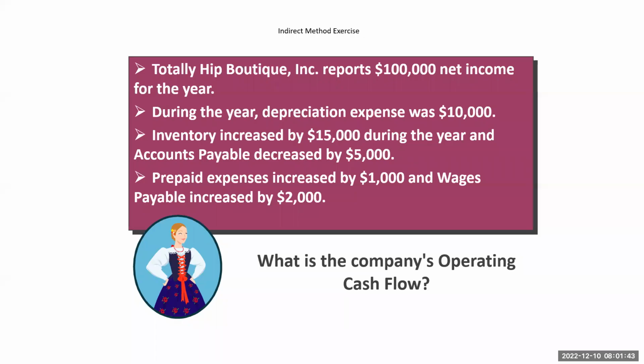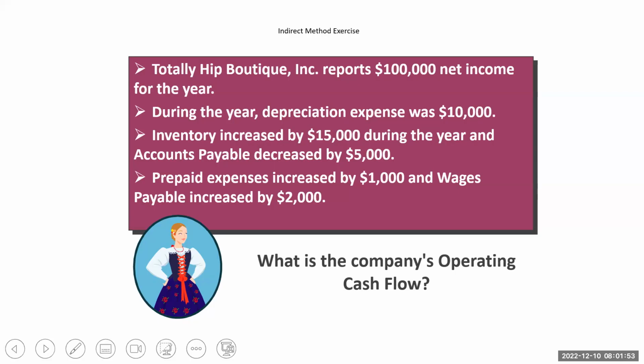All right, here is your example to try. Maybe pause the video, read through the prompt, give it your best try. You're calculating companies' operating cash flows, just like we did in the last example. And again, use the indirect method.